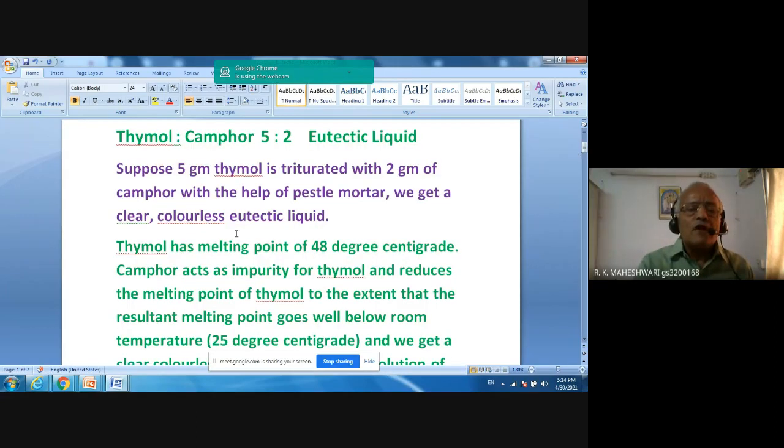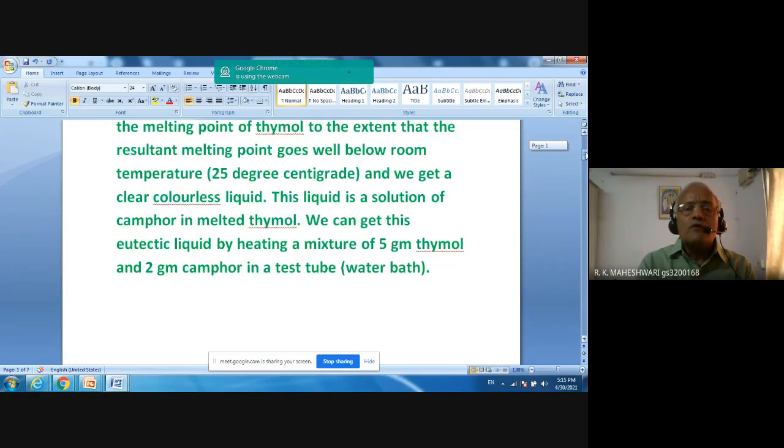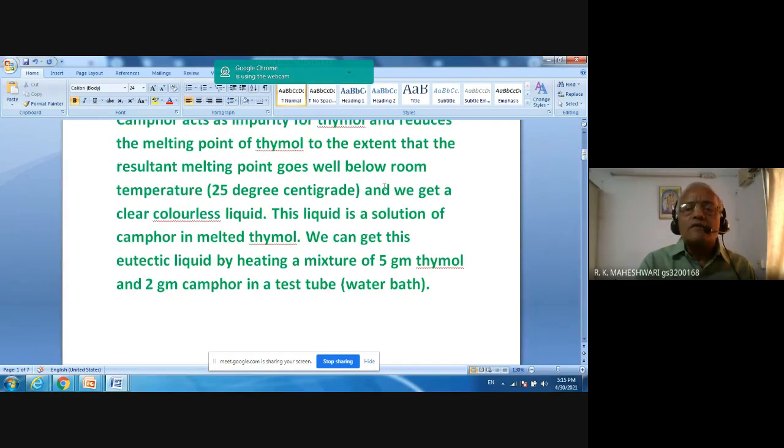Okay. Thymol has melting point of 48 degrees centigrade. Camphor acts as impurity for thymol and reduces the melting point of thymol to the extent that the resultant melting point goes well below room temperature, means well below 25 degrees centigrade. Okay, and we get a clear colorless liquid which you call eutectic liquid. This liquid is a solution of camphor in melted thymol.